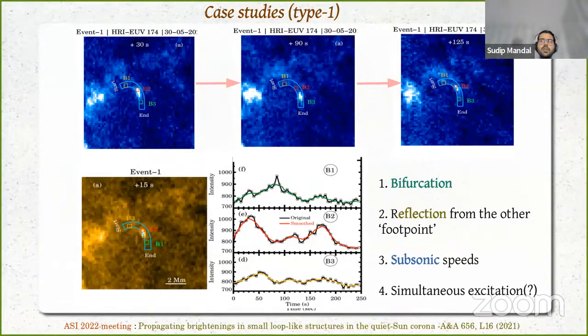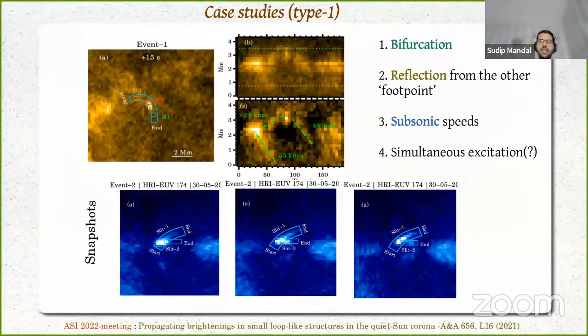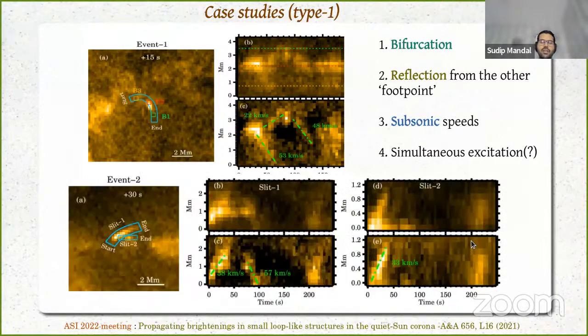There is another type of bifurcation case, which is this one, where we see an initial brightening split into two, but this time the other one moves almost vertical to the primary brightening, as you can see. With these snapshots, if you do the speed calculation, the speeds remain the same. They are subsonic, and so they mostly share similar properties.